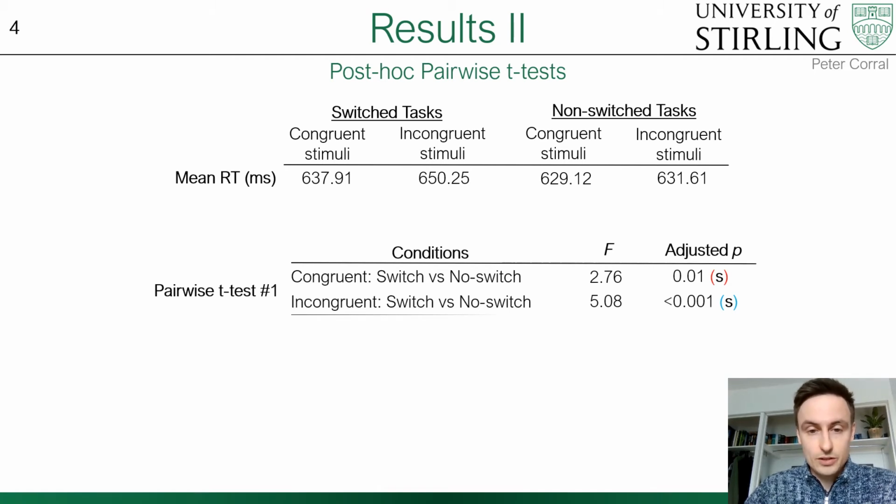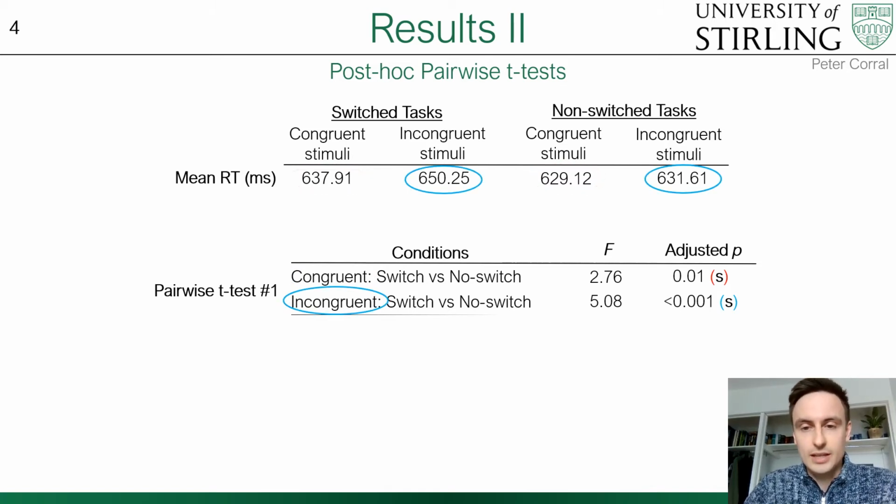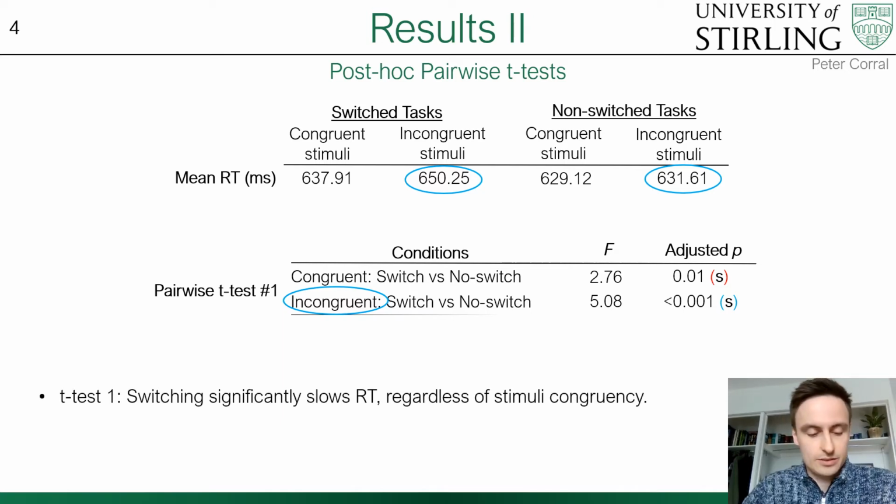So in the first t-test, we were comparing the differences between switched and non-switched tasks with congruent or incongruent stimuli. And what that shows is that tasks with congruent stimuli, that's these two means circled in red, were significantly different. So i.e. the switched tasks were significantly longer than the non-switched tasks in terms of reaction time. And likewise for the incongruent tasks as well, so that's just telling us that switching is having a significant effect on reaction time, and that's regardless of the stimuli congruency.